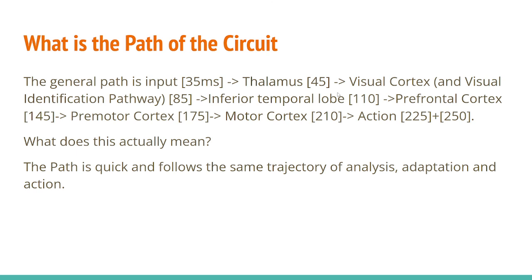So right, thalamus and visual cortex are the visual identification pathway. That's like you're seeing it and you're actually putting all the shapes and colors together to figure out what it is. And then inferior temporal lobe and prefrontal cortex, that's your brain doing all the math and the predicting of what would happen depending on various actions. And then the premotor cortex and motor cortex are actually queuing up your action, and then you take it, and that's going down your spinal cord to your hand.